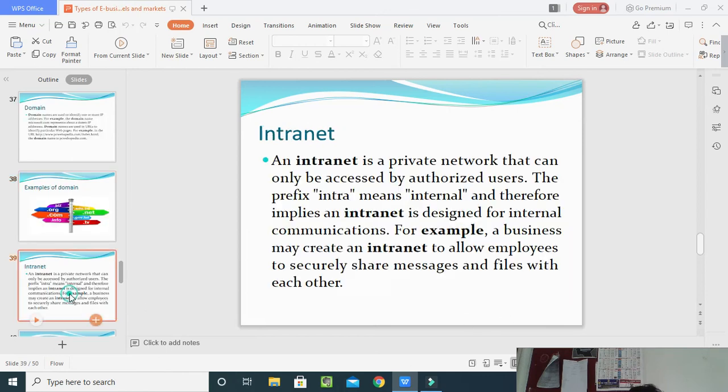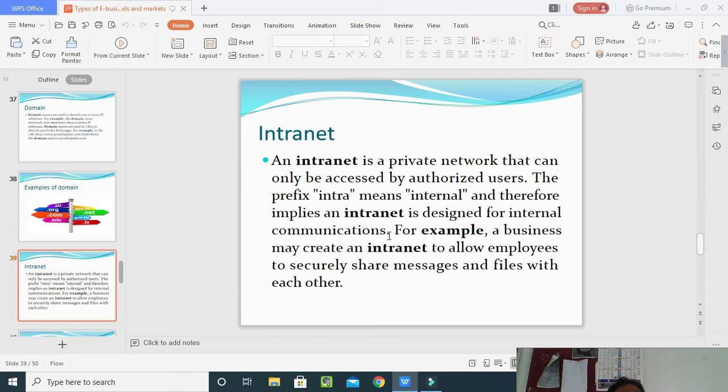Yes. Now, intranet. What do I mean by intranet? An intranet is a private network that can only be accessed by authorized users. The prefix intra means internal, and therefore implies an intranet is designed for internal communication. Intranet means within the local border, within the network or within a particular place or home. For example, in our college ISR we use an intranet. We have our own private network within our organization.